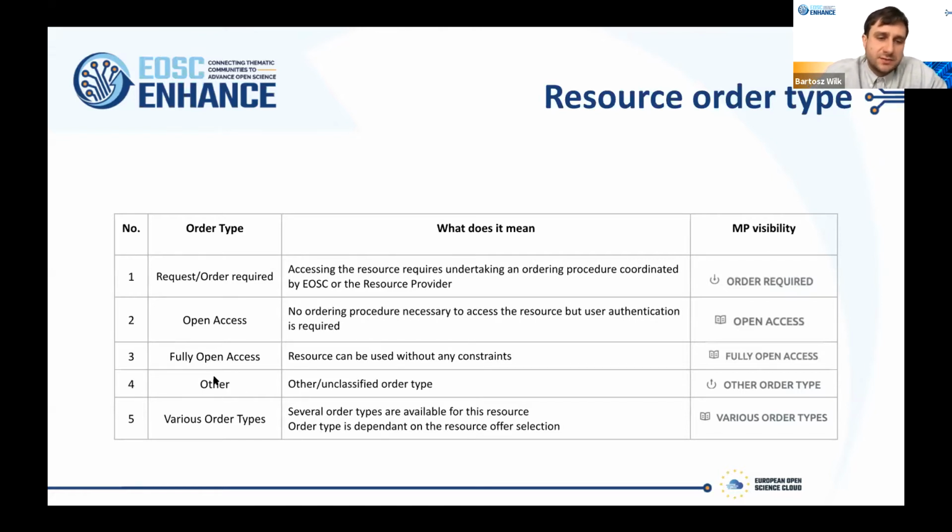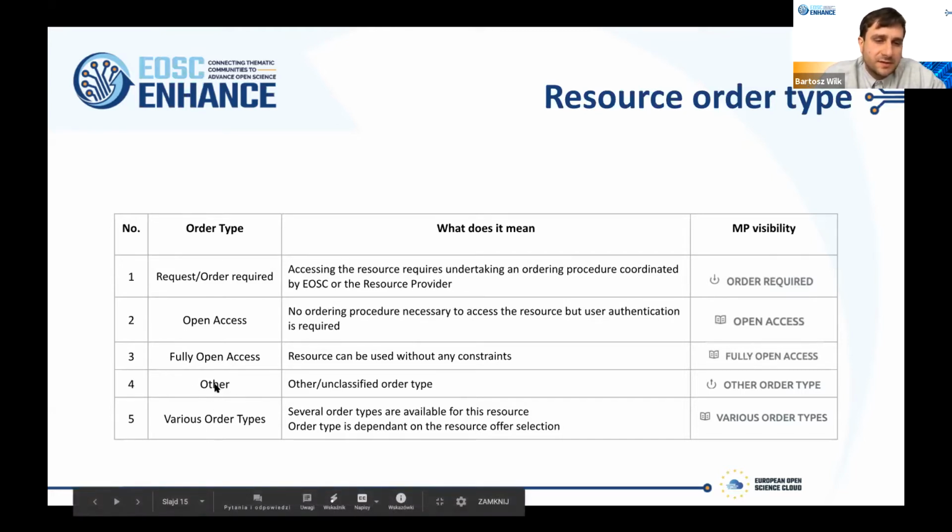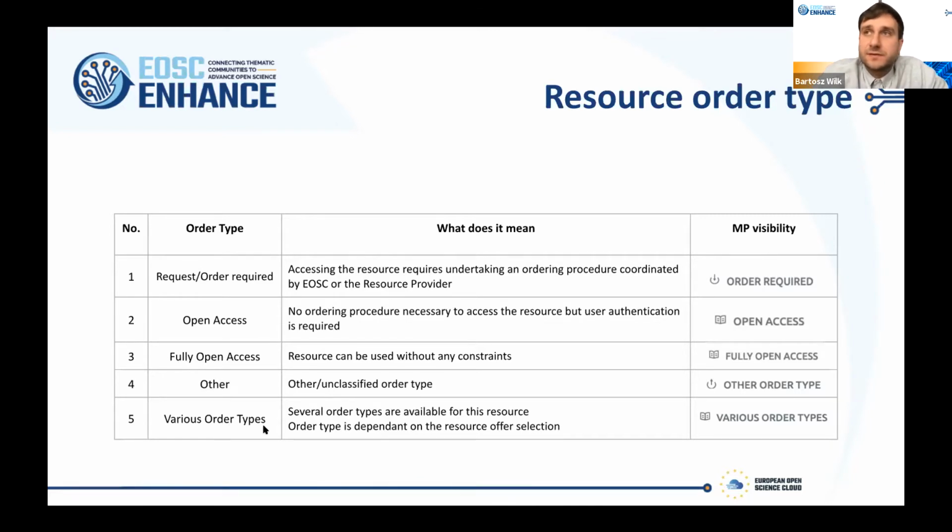Resource providers that couldn't classify the resources may use other, and you will also see various of the types on the list of resources at the catalog and marketplace part of EOSC Portal, as some resources provide various offers for a single resource, for a single service. So that's how they are classified.